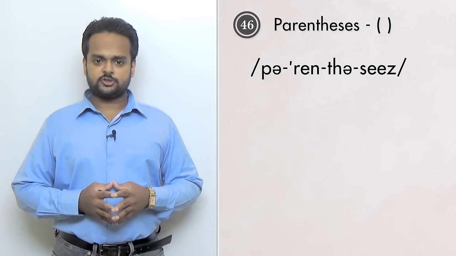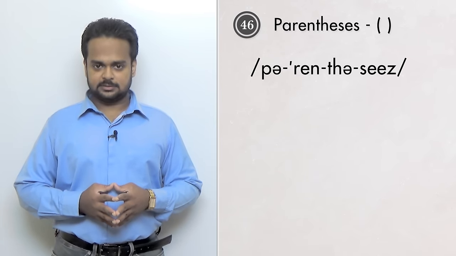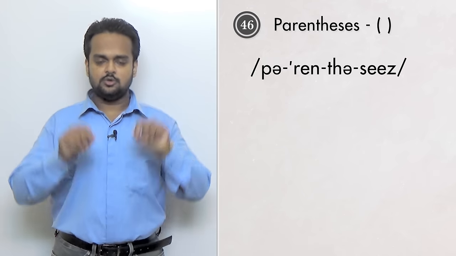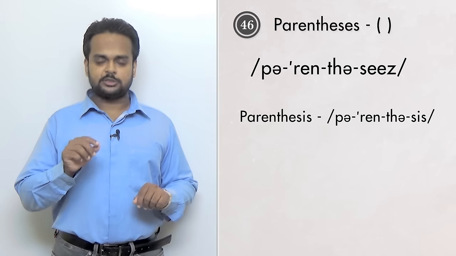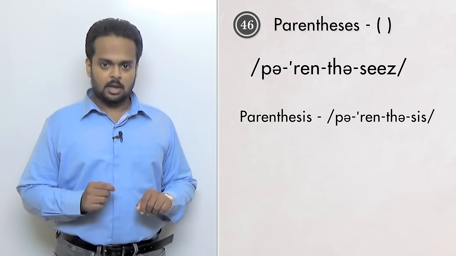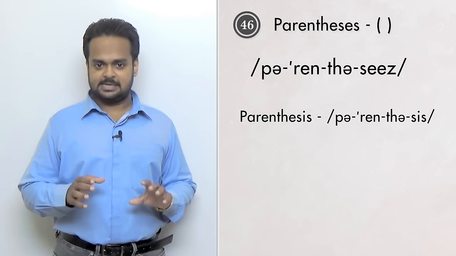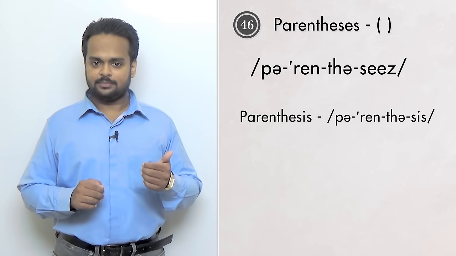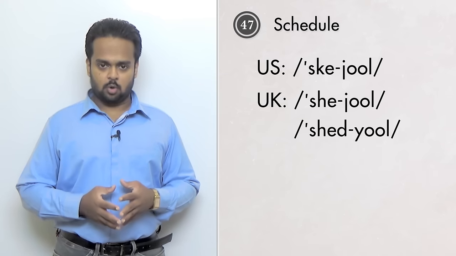Another punctuation term that many people get wrong is parentheses. This is the proper name for the round brackets that we use in writing. If you talk about just one bracket, you say parenthesis. The stress is on ren. If you're talking about both, the plural is parentheses. The last syllable becomes C's. Parentheses.